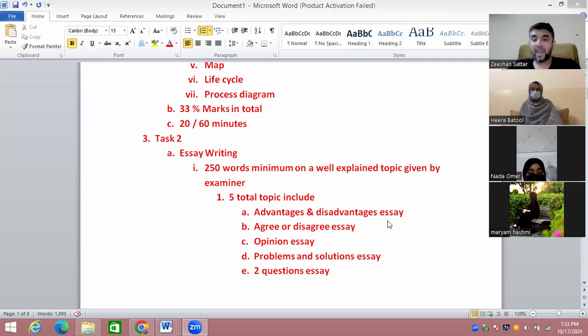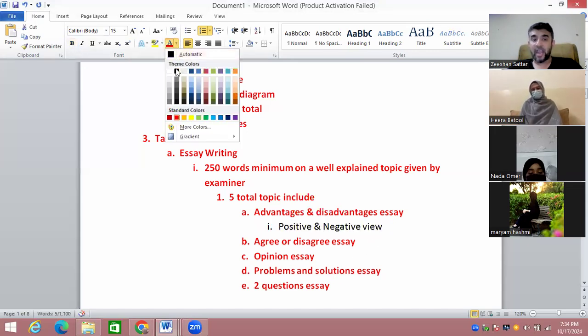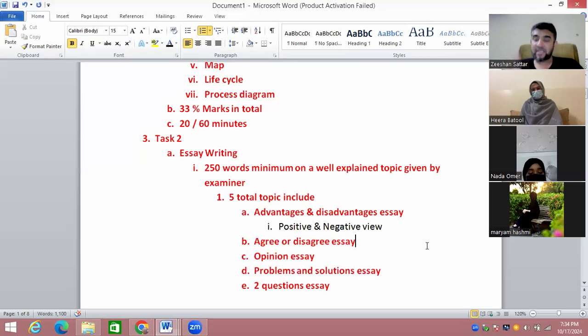For example, the examiner may sometimes ask about positive and negative views. For example, nowadays people try to buy their own house despite the option of rental. Is it a positive or a negative development? This positive negative views question is a part of the advantages and disadvantages essay. There is no difference at all.